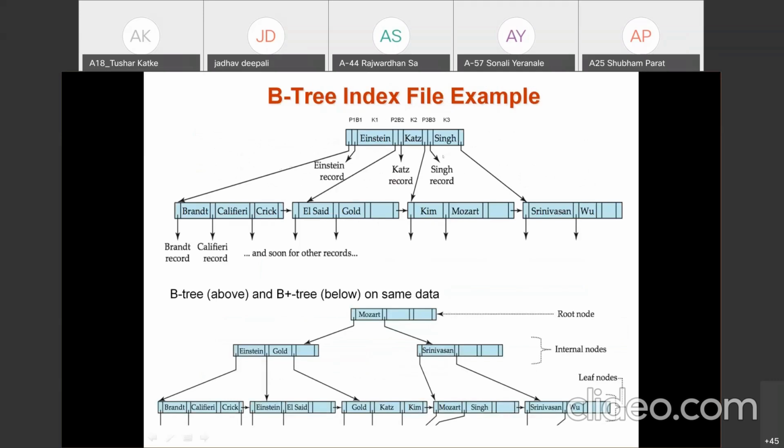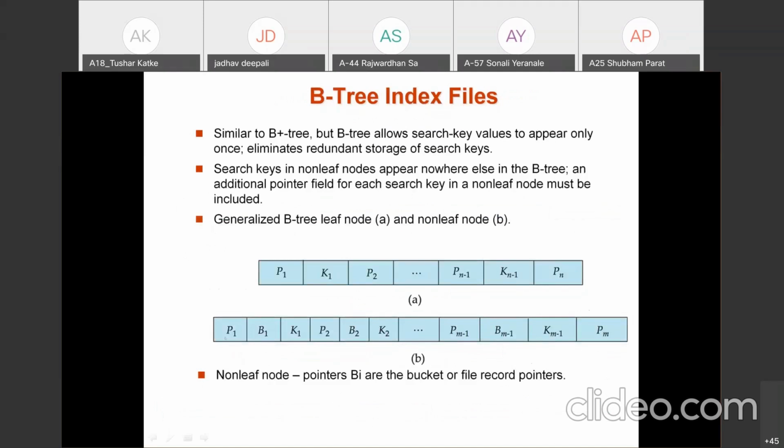Now, in the root node, we use 3 search key values. N is equal to 3. As it is not a leaf node, a bucket pointer is used here. So there are P1 to Pm number of pointers, K1 to Km minus 1 number of search keys, and B1 to Bm minus 1 number of bucket pointers, where M is always less than N.